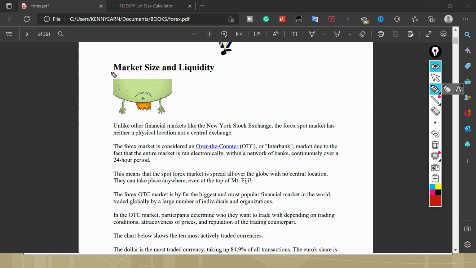So let's talk about the market size and liquidity. That means the forex market size and liquidity. The forex market runs 24 hours every day. Once it starts on Sunday night, the market opens Sunday 10 p.m. my time, and it closes Friday 10 p.m. my time. So the market runs for 24 hours.